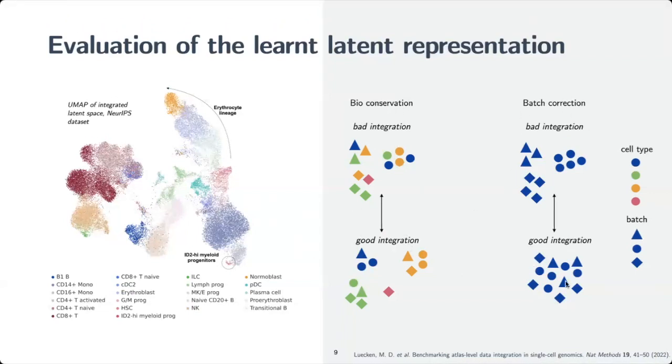The second class of metrics is they measure batch correction. So if we have different cell labels, but from different batches, ideally we want them to integrate well after this latent space learning. So this is the second type of metrics that we looked at. If you want to see a very detailed description of the metrics, you can either read this or also read the preprint.